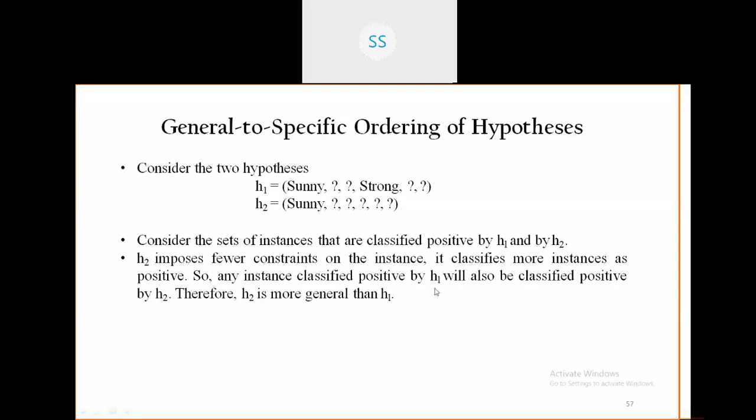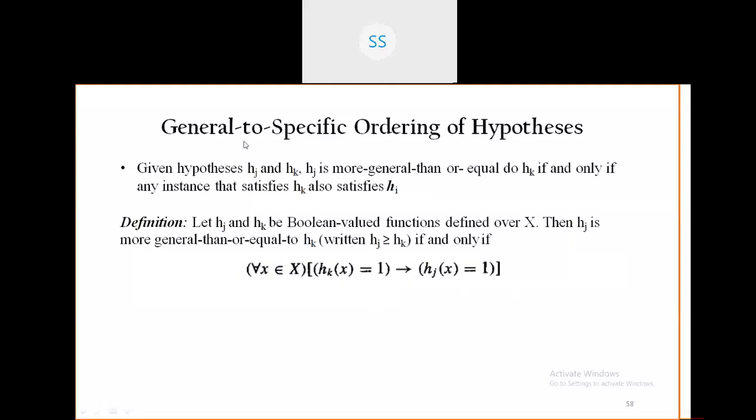Any instance classified positive by H1 will also be classified positive by H2, but not vice versa. If H1 has classified the instance as positive, obviously H2 is going to make it positive. Therefore, H2 is more general than H1, whereas H1 is more specific than H2.